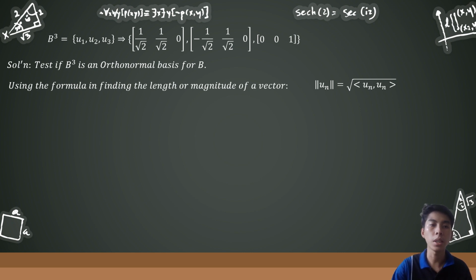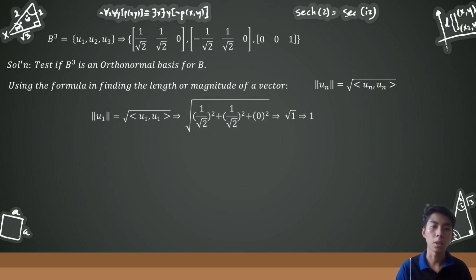So we need to test if its unit vector is equal to 1. The unit vector of u sub 1 is equal to the square root of the inner product of u sub 1 and u sub 1, which is equal to the square root of 1 over square root of 2 raised to 2 plus 1 over square root of 2 raised to 2 plus 0 raised to 2, which equals 1. Therefore, we have the square root of 1, and the square root of 1 is equal to 1. Then it is an orthonormal basis.